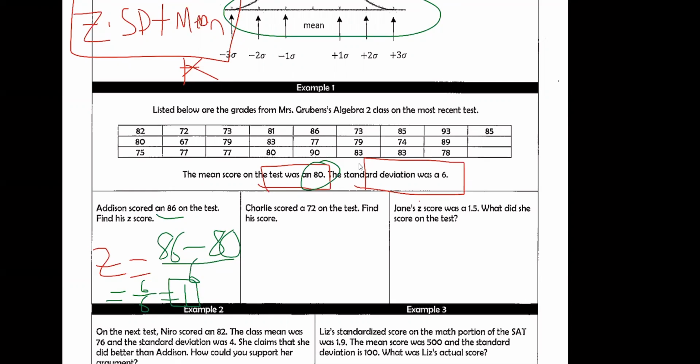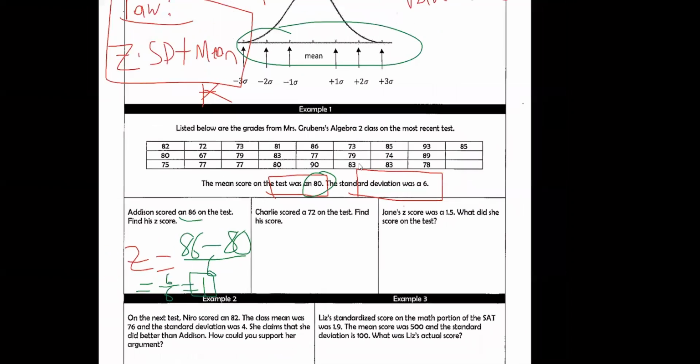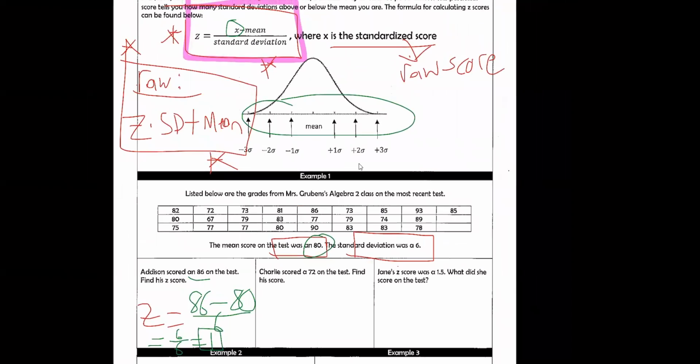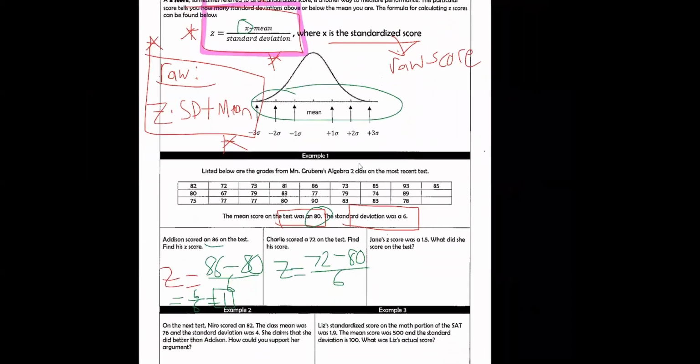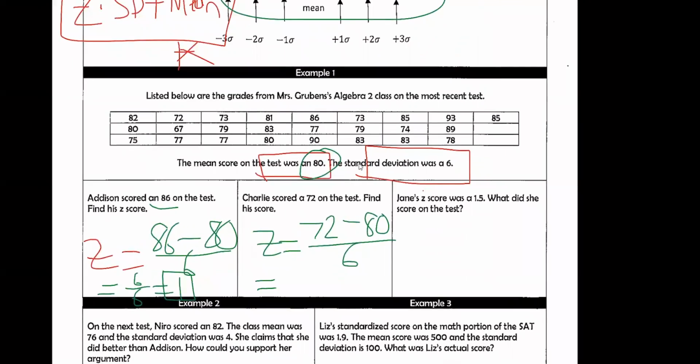So same idea with this next one. It says Charlie scored a 72. We're still going to use that same formula because we want to find his z-score. So we're still using this one that I have highlighted in pink. So his z-score would be 72 minus the mean, which is 80, divided by the standard deviation, which is 6. So like I said, just be careful when you put this in: put the top in, press equals, then divide by 6. So you would have -8 on top, divided by 6. If you plug that in, you'll get -1.33.